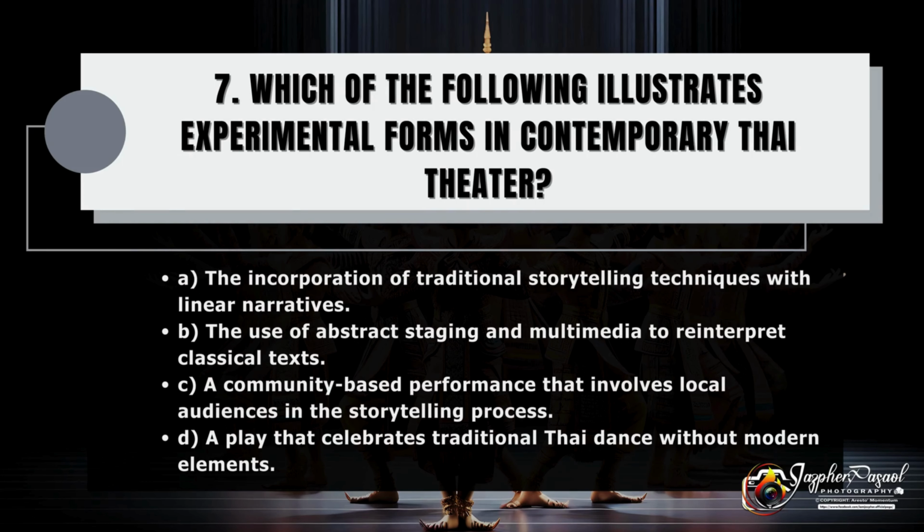7. Which of the following illustrates experimental forms in contemporary Thai theater? A. The incorporation of traditional storytelling techniques with linear narratives. B. The use of abstract staging and multimedia to reinterpret classical texts. C. A community-based performance that involves local audiences in the storytelling process. D. A play that celebrates traditional Thai dance without modern elements.